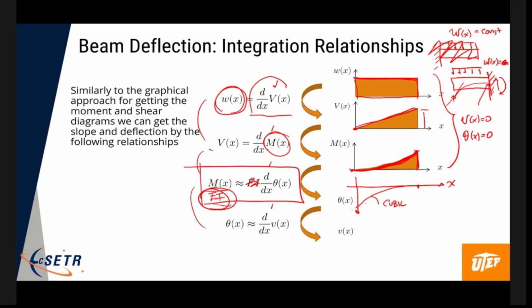And then once you have the slope curve, you can again integrate it, because we know that the integral of the slope is the deflection, or in other words, the derivative of the deflection is the slope. So in this particular case, we know that v of x is going to be 0 at the right-hand side, and it is going to deflect down as follows. And this is going to be a quartic equation, right? Fourth order polynomial, okay?